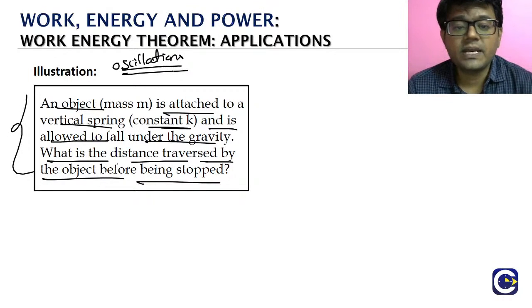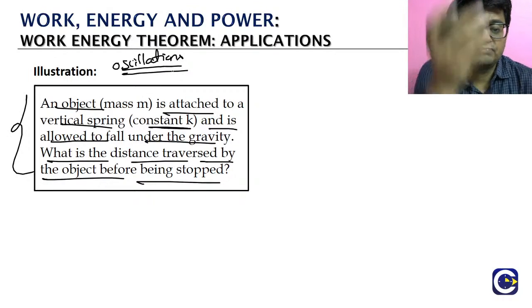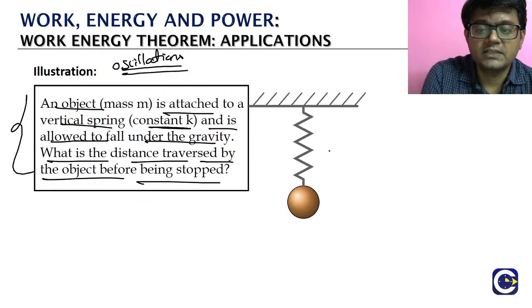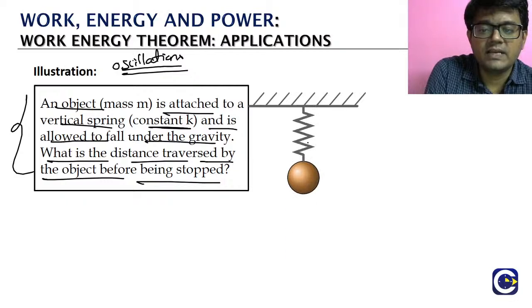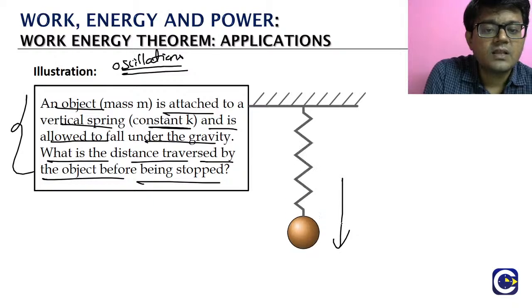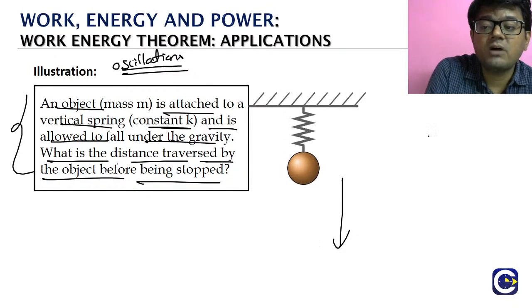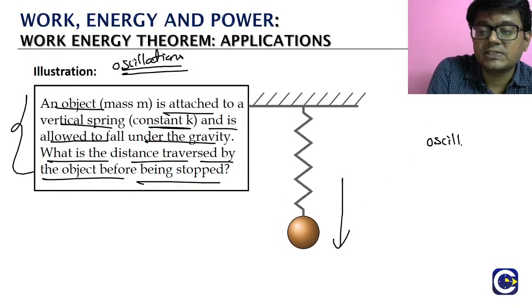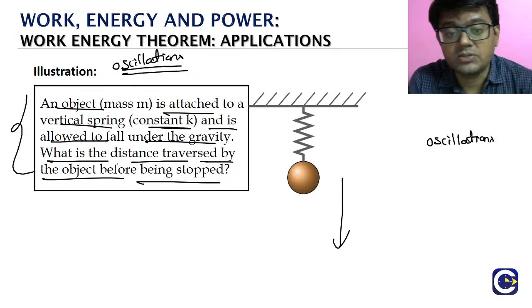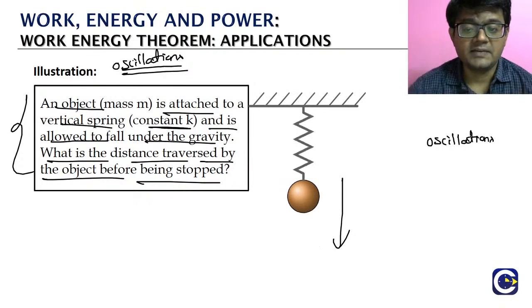If you look at releasing an object tied to a vertical spring, this is how the motion will come, roughly. So we are releasing it from the top. This ball will start going down and, you know what? This is going to perform oscillations. That's why we will discuss this in the oscillation chapter also. Look at what is happening here.